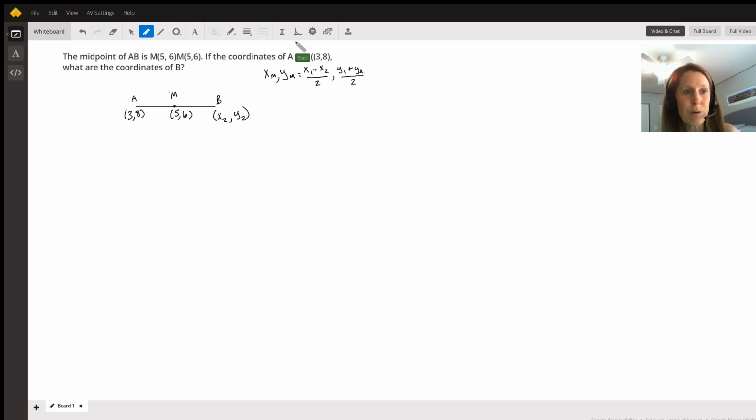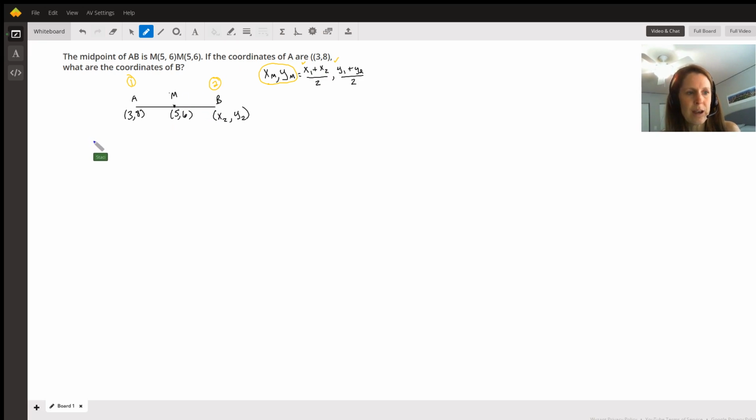Now in this problem, we happen to know the midpoint coordinates, and either 1 or 2, it doesn't matter. We'll call A point 1 and B point 2. So we also know x1 and y1. So we're going to plug our information that we know into these equations and then solve for the point that we don't have, which is x2. So let's get started with that.